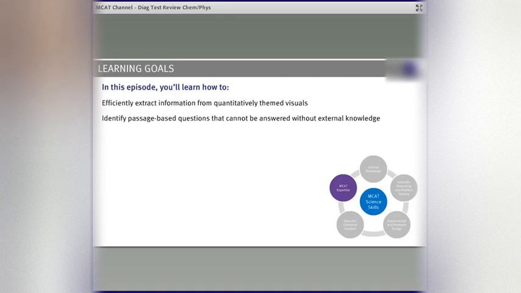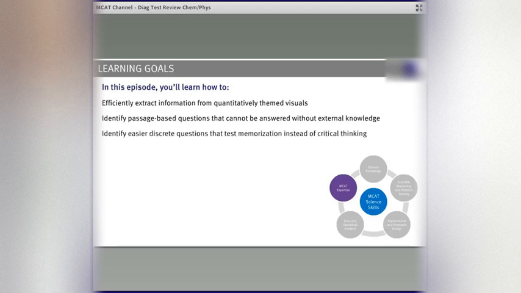Then we're going to take a look at questions that you find associated with passages that really aren't about the passage. They may be on the same topic, but they require specific external information. And we're going to talk about some of the external information that it's very important for you to know for test day.